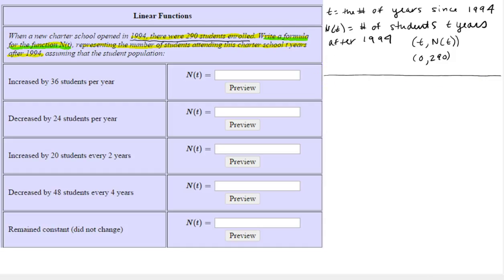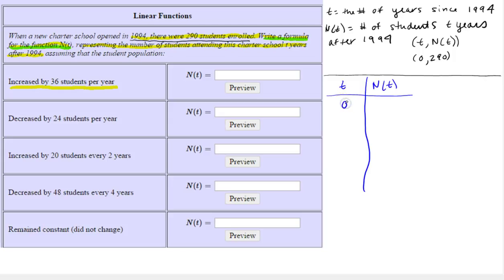So let's start with this information. Let's build up some tables, look for some patterns, and then develop our formula. And along the way you may see some patterns that will help you do this more quickly, but for now let's just try to make sense of this. So a table is a good way to do that. So we have t and n of t. And in the first scenario, it says that the student population is increasing by 36 students per year. So let's see what this might look like for some integer values.